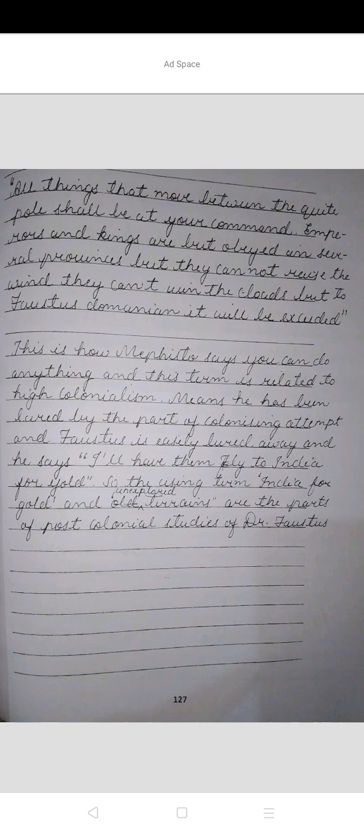lured by the part of a colonizing attempt, and Faustus is easily carried away, and he says, "I will have them fly to India for gold." So the use of the term India for gold and unexplored lands are parts of the post-colonial study of Dr. Faustus.